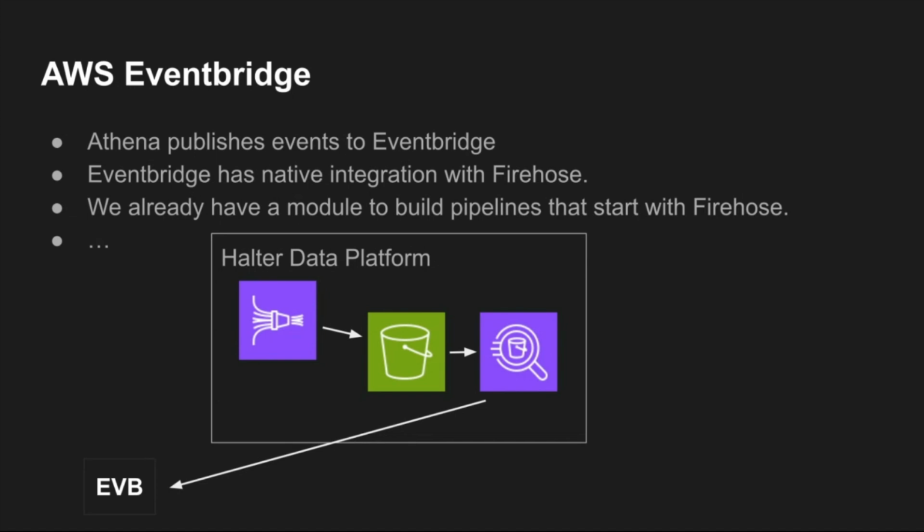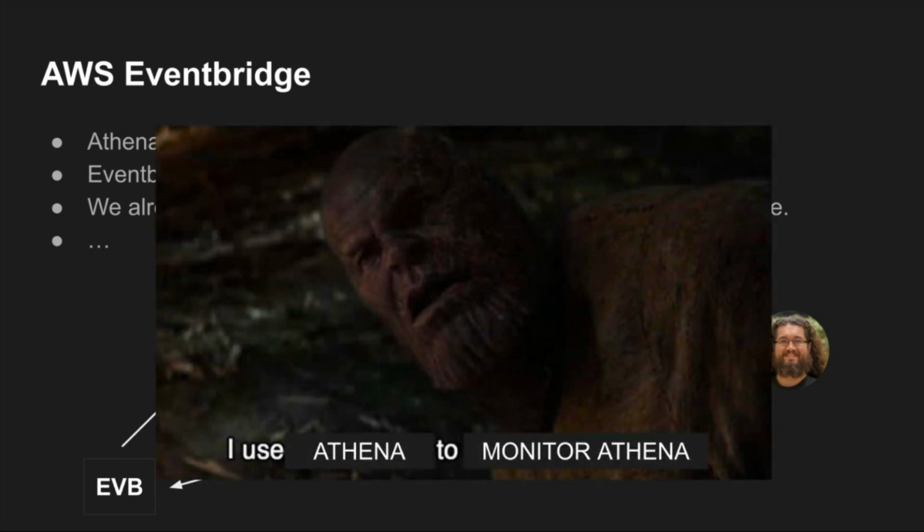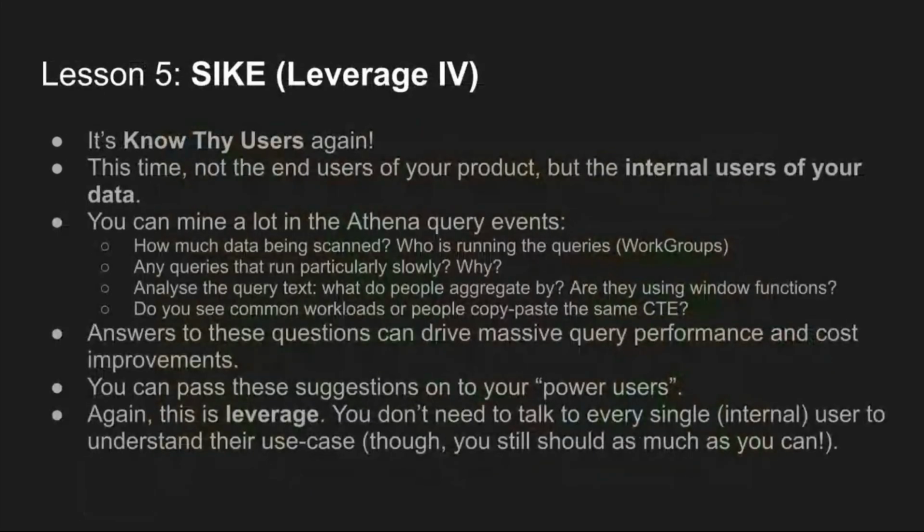And EventBridge has a native integration with Firehose, and hey, we just make this thing that ingests stuff over Firehose. So why don't we just do this? We can link it back, put it in Grafana, and then look, I'm happy. I can monitor stuff. It's very good. We can use Athena to monitor Athena. And this actually leads into the last lesson.